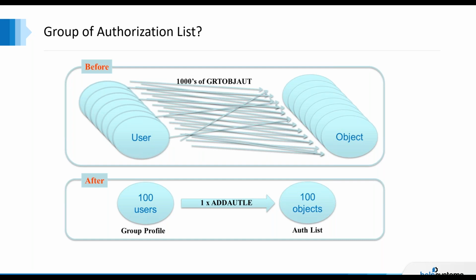So again, consolidating similar types of users and similar types of objects into these mechanisms and then granting permissions in a consolidated way is a hugely beneficial way to go.